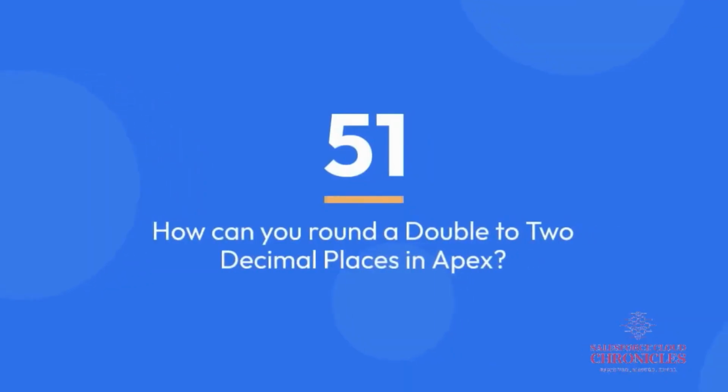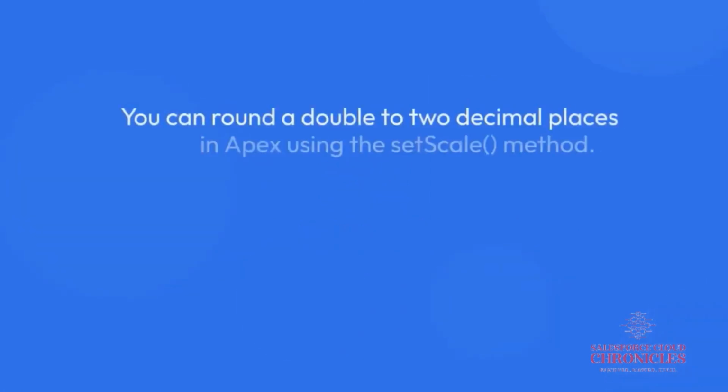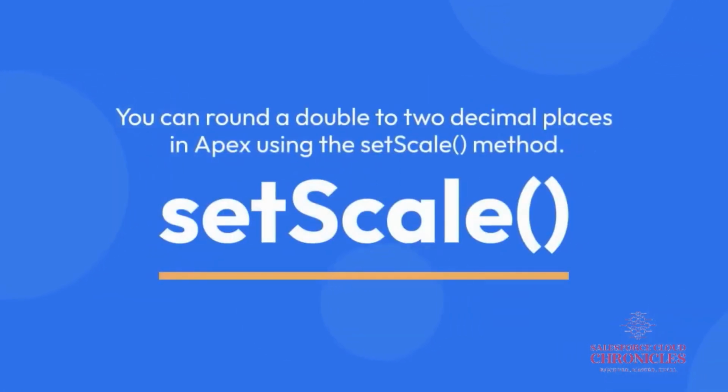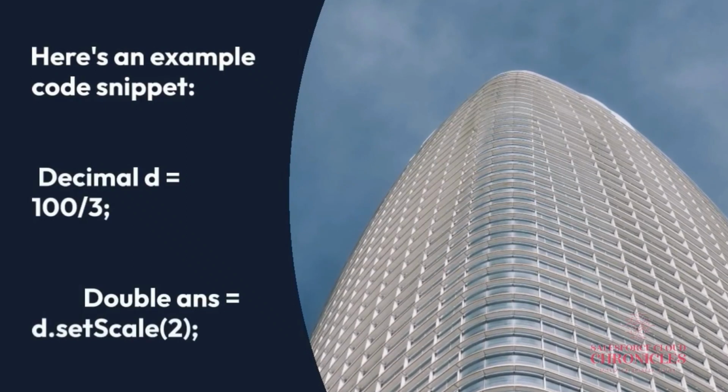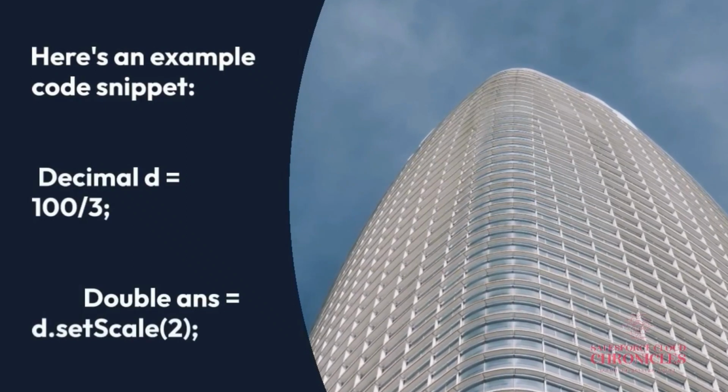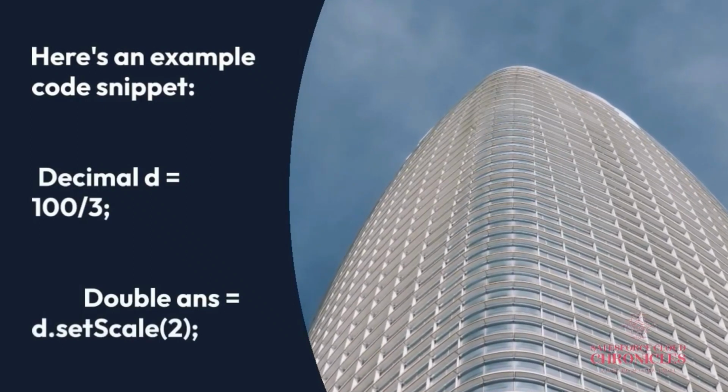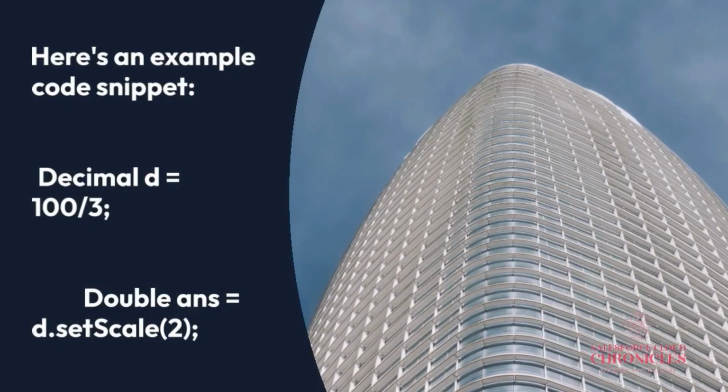Question 51. How can you round a double to 2 decimal places in Apex? You can round a double to 2 decimal places in Apex using the setScale method. Here's an example code snippet. Decimal D equals 100 divided by 3. Double ANS equals D.setScale(2).